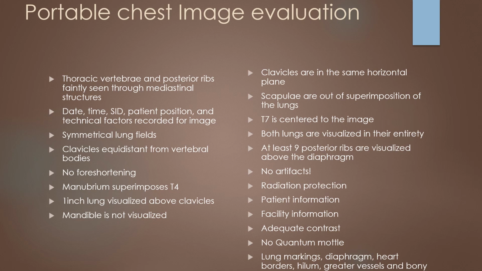If both lungs are seen in their entirety, that means I didn't clip any anatomy and I utilized good IR and CR placement. If I have 9 posterior ribs visualized, that means I had adequate inspiration. And then again, of course, no artifacts and all the legalities are present. No quantum mottle, good contrast, good penetration, good intensity. So that list just goes to support what you guys have already predicted.